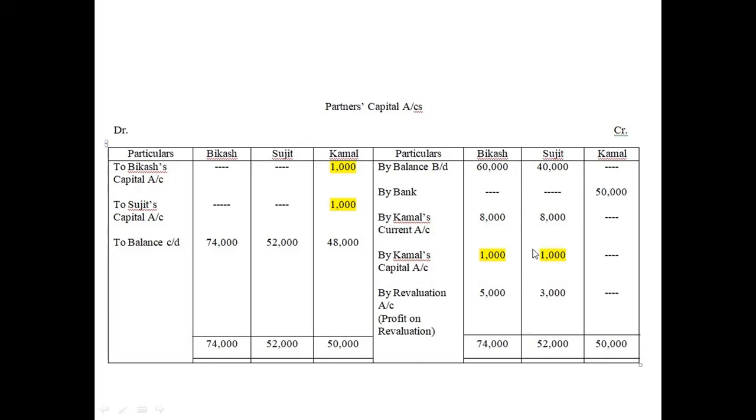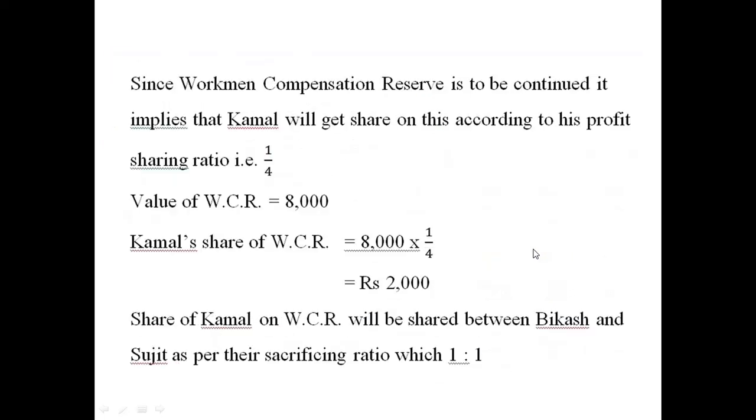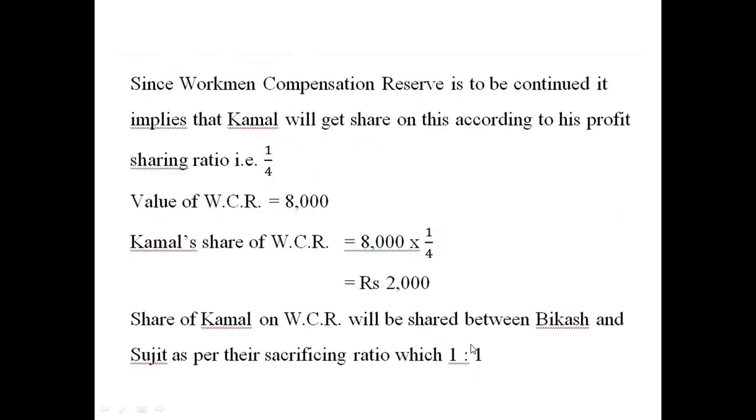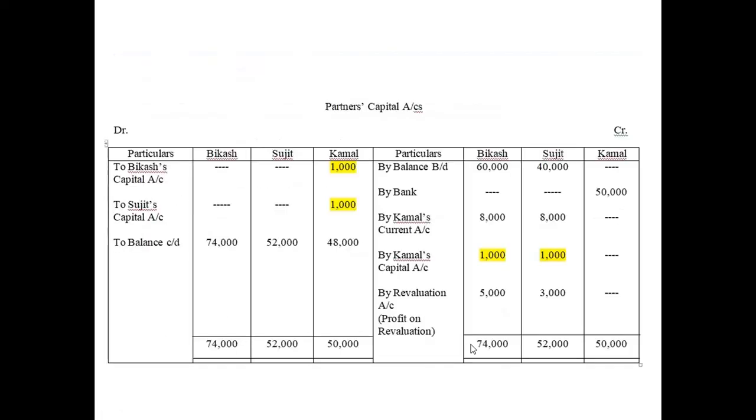Just now we saw one more adjustment, this WCR. The WCR amount is coming 2,000 as Kamal's share. This will be shared between Vikas and Sujit equally, that is 1:1. The amount was 2,000, so 1/2, 1/2, that is 1,000. So we write by Kamal's capital account 1,000 in the column of Vikas and 1,000 in the column of Sujit.